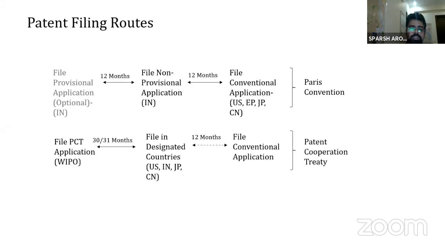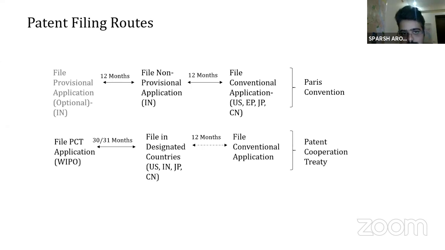In such situations, companies or universities generally follow this route where they first file a PCT application so that they can get a 30-31 month window. They can make a decision even after 28 months, and then they can file in any designated countries like US, India, Japan, or China. So these are two major routes by which patent filings are generally done in India or across organizations.